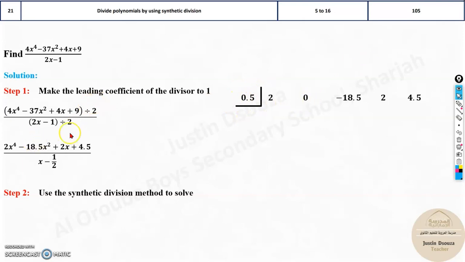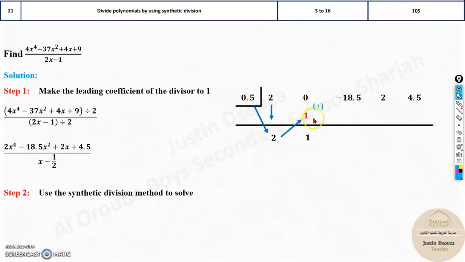And then write the coefficients. These are the coefficients: 2, 0, negative 18, and so on. Why 0? Because there is no x to the power 3. That's why we write 0. Now, again the same method. First term comes down. Multiply this over here. Write the answer over here.